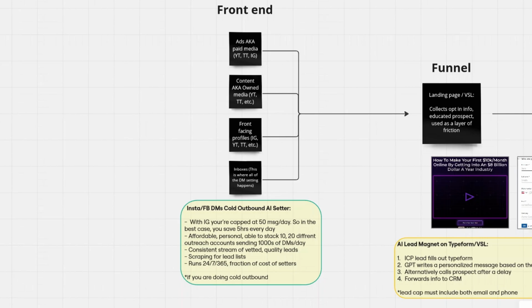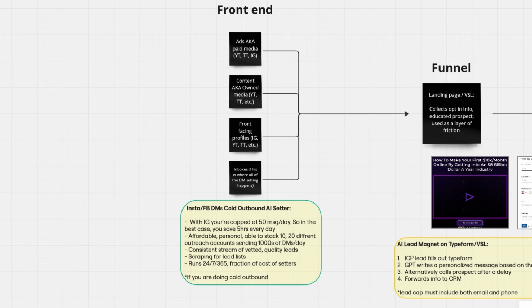Now, with an AI setter that does it for you, you can have it affordable, personal, and you can even stack 10 to 20 different accounts. So with one setter, you may have one account that does 10 outreach messages a day. If you have an outbound setter, that same setter can get you around 10 to 20 different accounts on VoiceFlow. And any form of cold outreach, especially if you don't have a targeted list, is really just trying to get prospects into your funnel via a DM. So it's not really necessary to have the highest quality of leads. However, it is necessary to have a consistent stream of a large amount of leads.